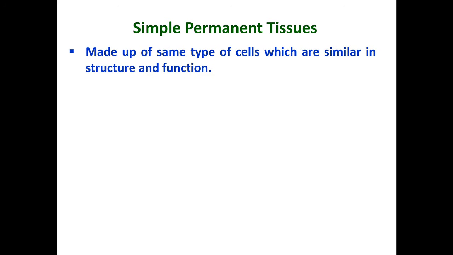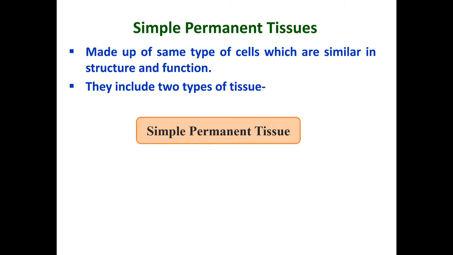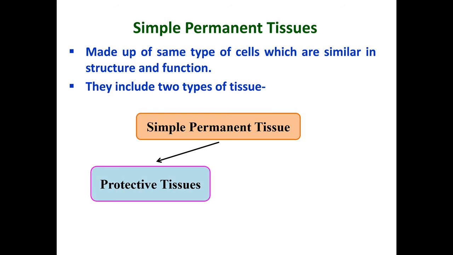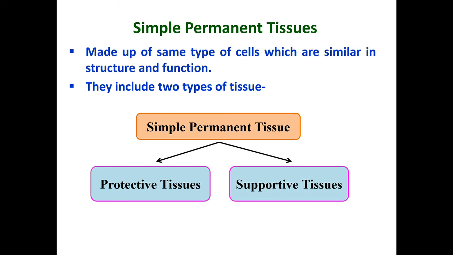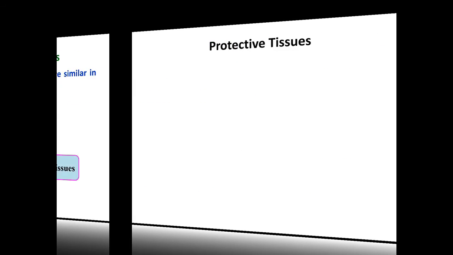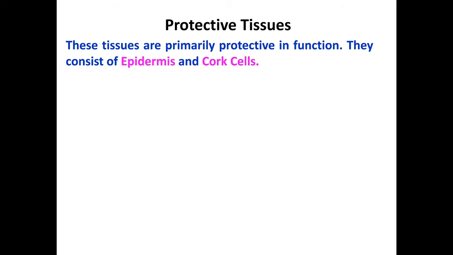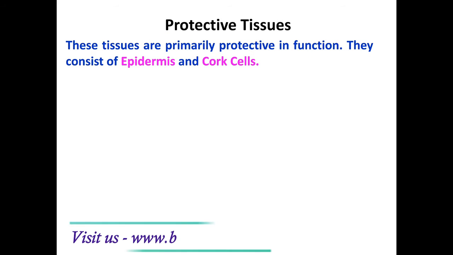Dear students, simple permanent tissues are made up of same types of cells which are similar in their structure and function. And there are two types of simple permanent tissues: protective tissues and supportive tissues. Now students, let's know about the protective tissues in details. Students, as their name indicates, these tissues are primarily protective in their function, and they are consisting of epidermis and cork cells.